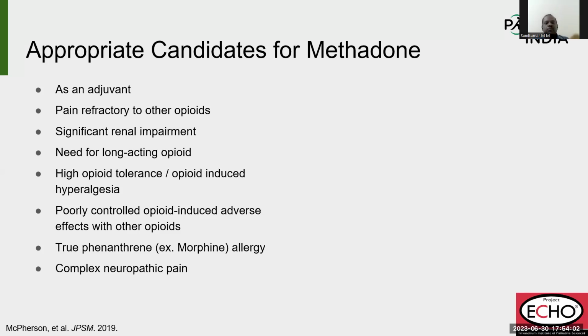Then if the patient has poorly controlled opioid-induced adverse effects, suppose the patient has delirium or myoclonus with morphine, then you can start the patient on methadone. Then morphine allergy. Some patients are allergic to some opioids, but in that case, you can start the patient on methadone. And patients with complex neuropathic pain. So these are the indications to start the patient on methadone.